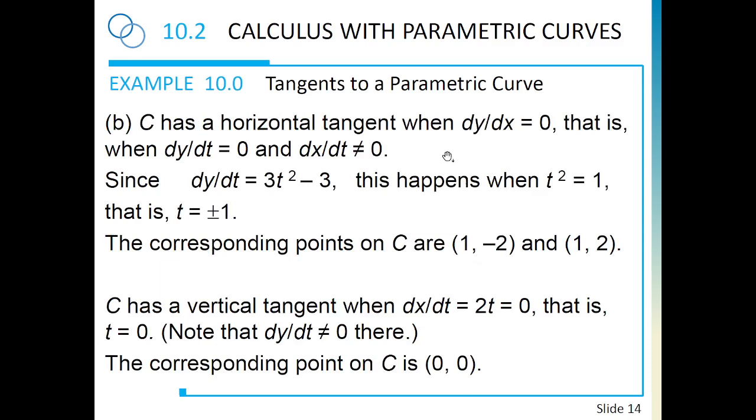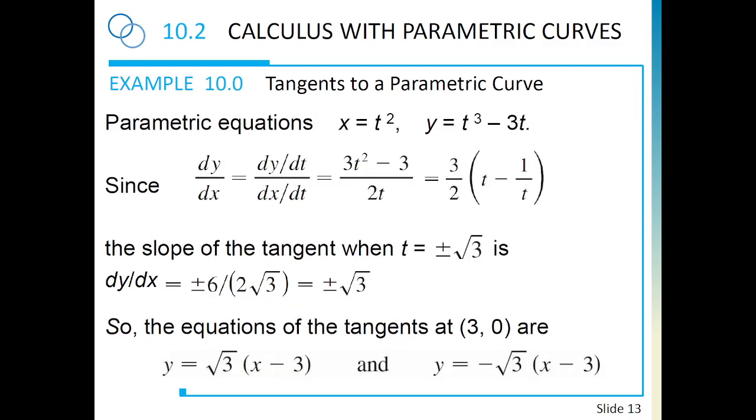Now the next task is to see at which location and which time we have horizontal tangent and then later on vertical tangent. So to have a horizontal tangent, dy/dt, the numerator, needs to be 0, but the denominator should not. So then we don't have any issues, we have dy/dx equals 0. So at which point in time is dy/dt 0? So we try to find the time for which t squared is equal to 1, so those are plus and minus 1.